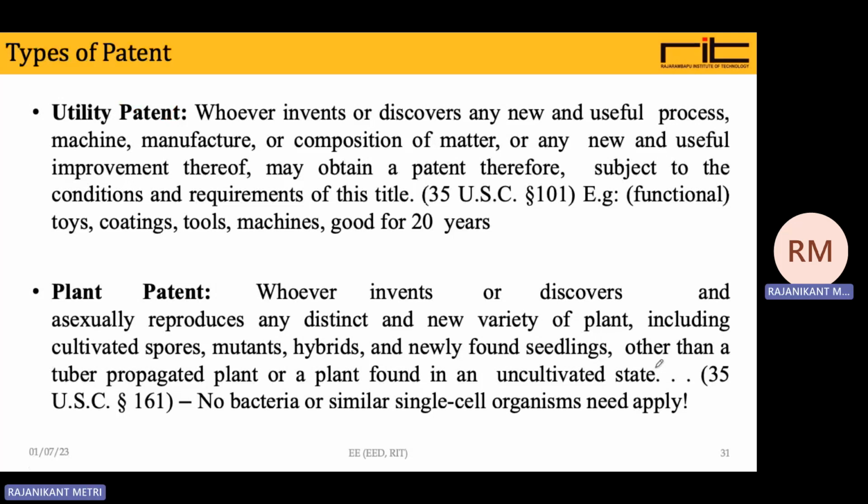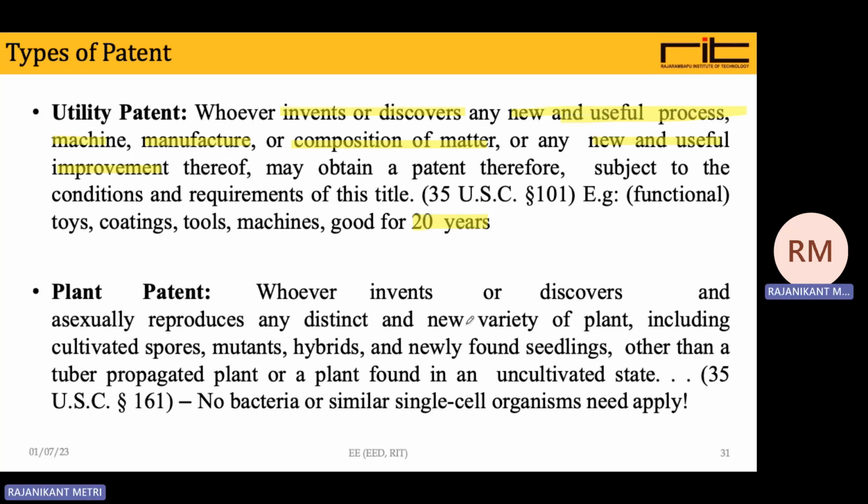Then there are types of patent, like the utility patent. Whoever invents or discovers any new and useful process, machine, manufacture, or composition of matter, or any new and useful improvement thereof, may obtain a patent. So it should be a new and useful process, machine, manufacture, composition of matter, or improvement. It may be in terms of toys, coatings, tools, machines, good for 20 years.